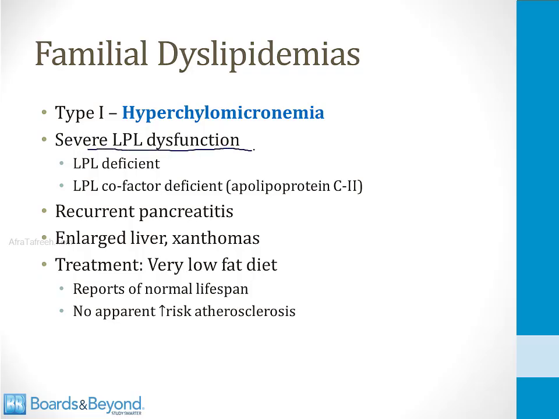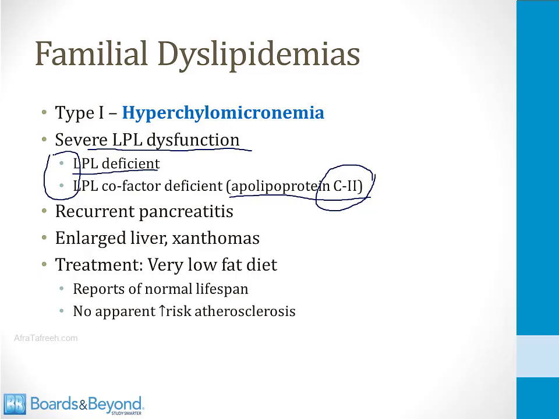I talk about lipoprotein lipase in the module on lipid metabolism, but recall that its purpose is to remove triglycerides from chylomicrons. So if it is not working, the triglycerides cannot be removed and the chylomicrons will stay very large and full of triglycerides. This can happen either because people are born with a deficiency in the enzyme itself or because they are deficient in the cofactor apolipoprotein C2. Recall that C2 is necessary to activate lipoprotein lipase. So if either of these things are abnormal, you can develop a type 1 familial dyslipidemia.